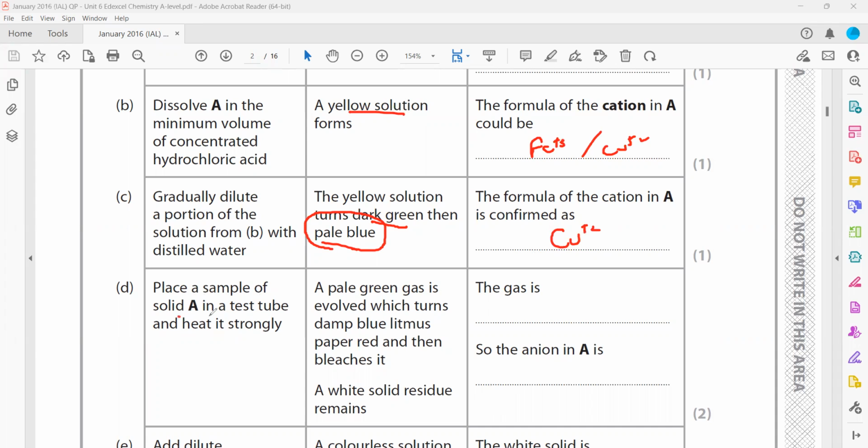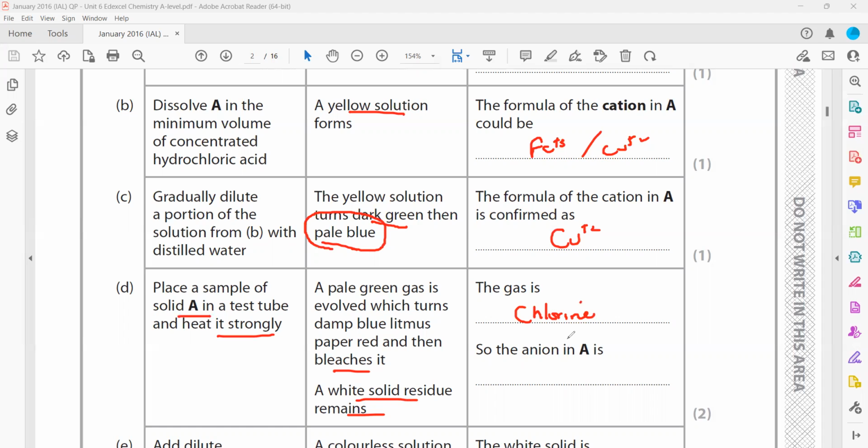Place a sample of solid A in a test tube and heat it strongly. We heated A strongly, and a pale green gas is evolved, which turned damp blue litmus paper red and then bleached it. The gas that bleaches litmus paper and is pale green is chlorine. So we'll write chlorine here. And a white solid residue is left behind.